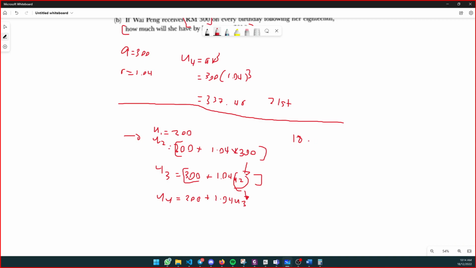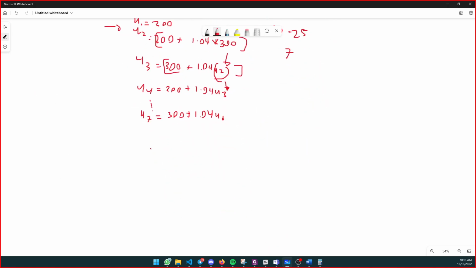So from 18th to 25th, how many years is that? That is 7 years, right? So we have to find until U7. U7 equals 300 plus 1.04 U6. Okay, so how can we answer this? This one you can use a sum formula, if you remember what the sum formula is.